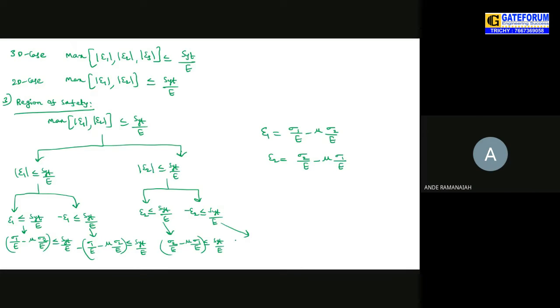This is again minus here, minus sigma 2 by E minus mu into sigma 1 by E should be less than or equal to SYT by E. So these are the four equations which we have to plot. Again, I'll further simplify it in order to draw it easily. So E will get cancelled. The next equation I will write in the next slide.